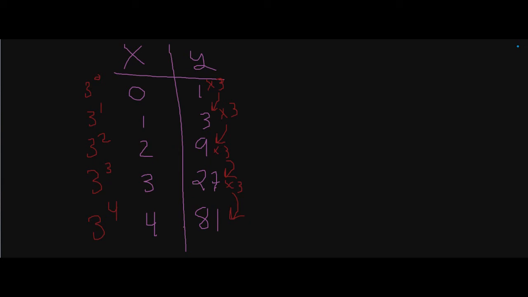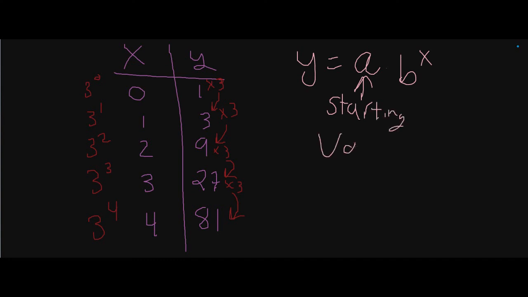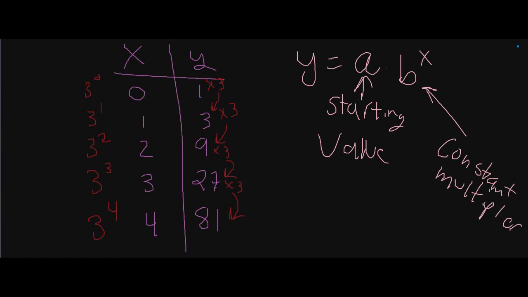When we have something that's multiplying a table across, like you see right here, when we're multiplying by a number, this is considered exponential. And the equation looks like this: a times b raised to the x, where a is our starting value, and b is our constant multiplier. It's the number that we're multiplying the table by every time. Alright, well, our starting value is 1. If you notice that right here. And then our constant multiplier is 3. That's the number that we're multiplying by across every time.